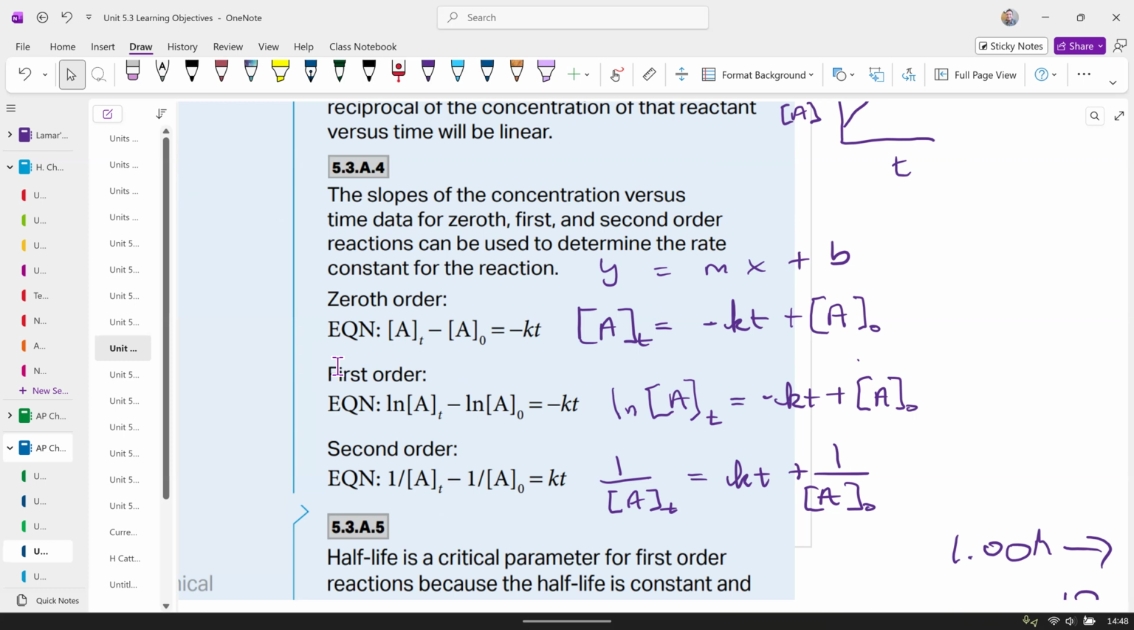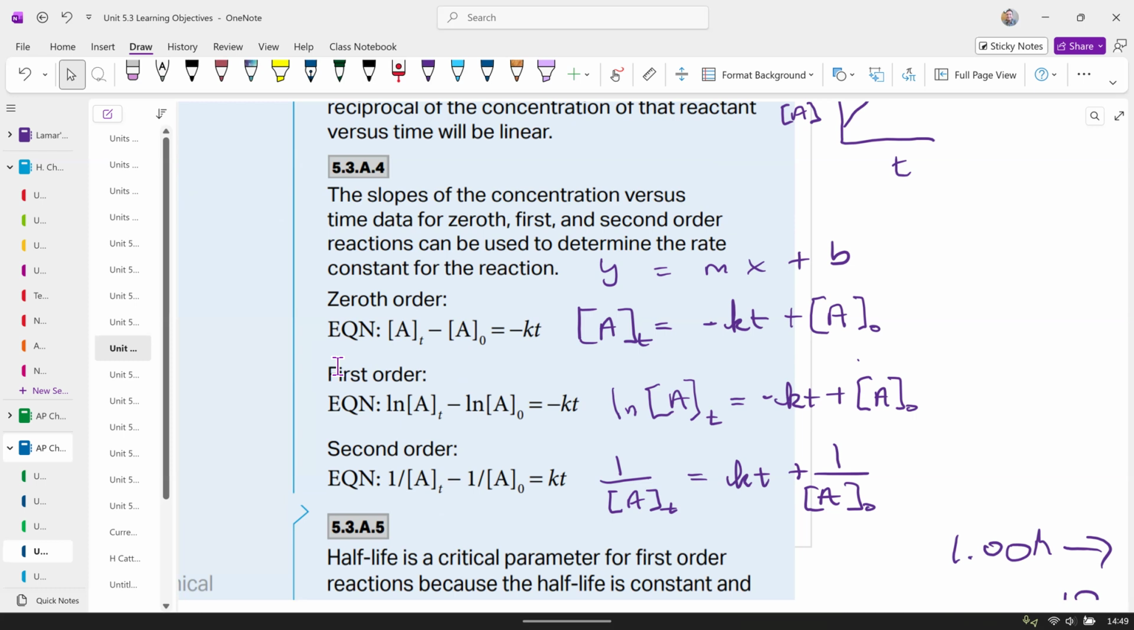Now, each order has its own equation. And so you can see on your resource sheet, there are those three listed there. Think of those as being the order: zero, first, and second, and then you will know how to apply those. So look on your resource sheet, know that the top one is zero order, the middle one is first order, and the bottom one is second order.